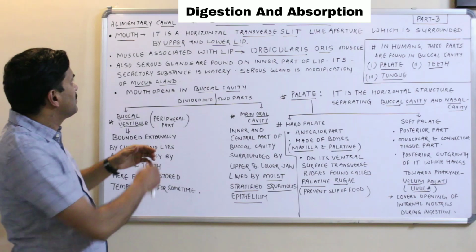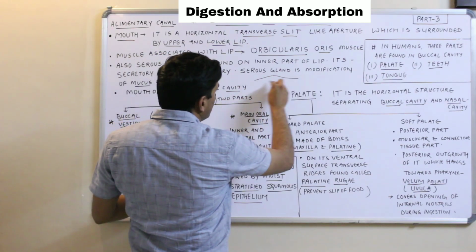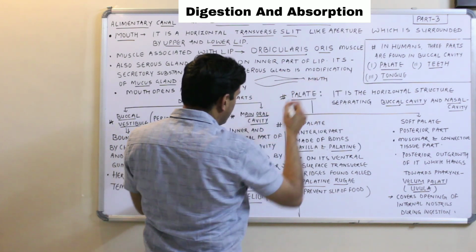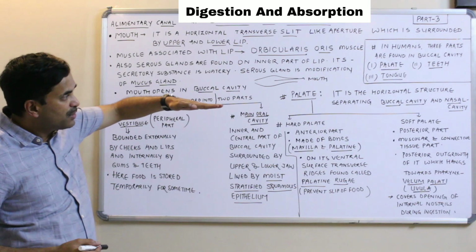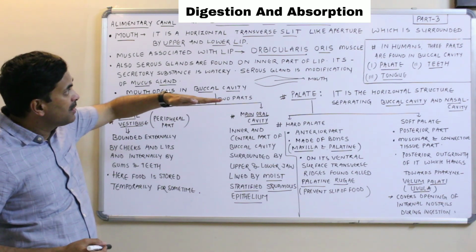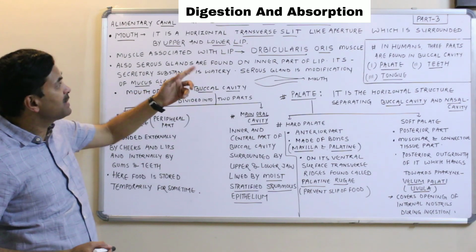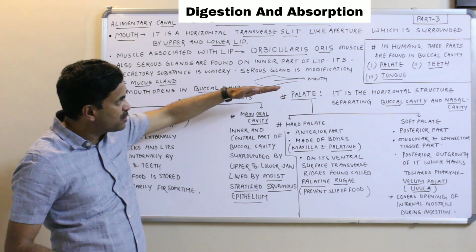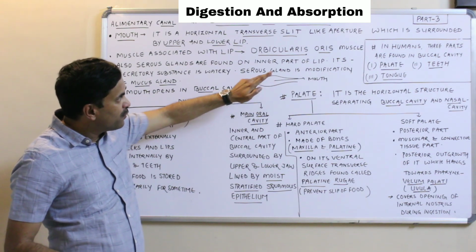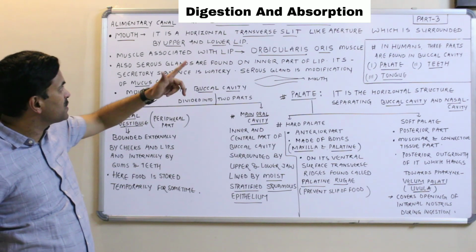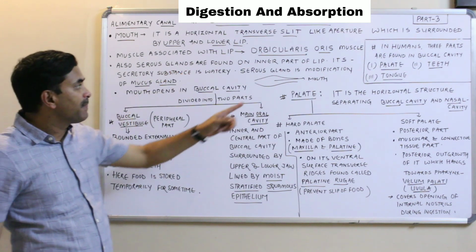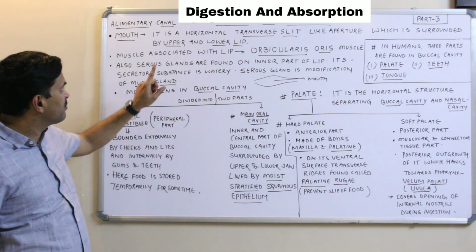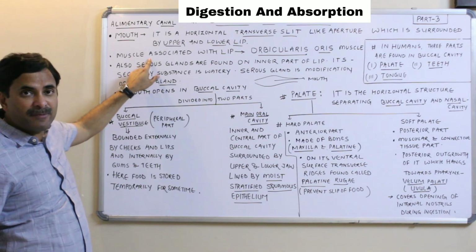As we know very well, the mouth is a transverse slit. Mouth is what? A horizontal transverse slit like this. It is an aperture which is surrounded by the upper and lower lip. So I want to say the mouth is a horizontal transverse slit like aperture which is surrounded on both sides by movable lips. The upper one is called the upper lip and the lower one is called the lower lip. One thing more, the lips are movable.